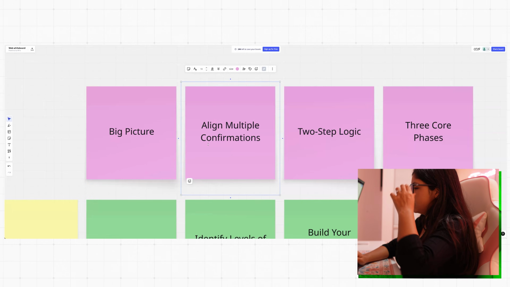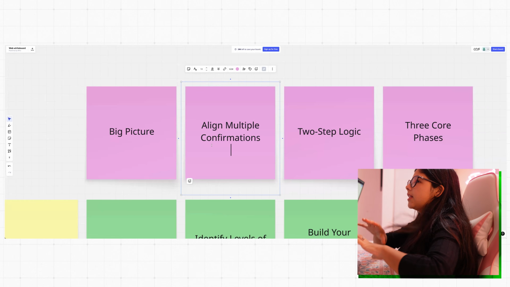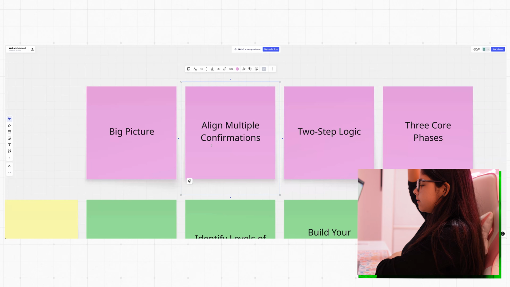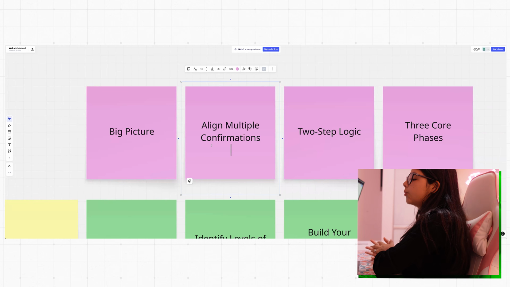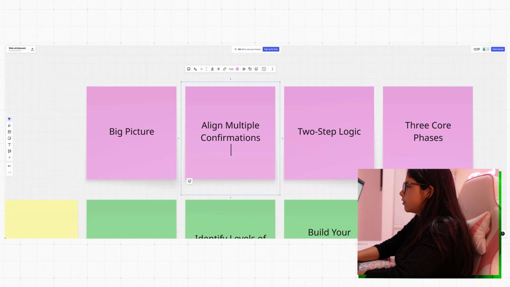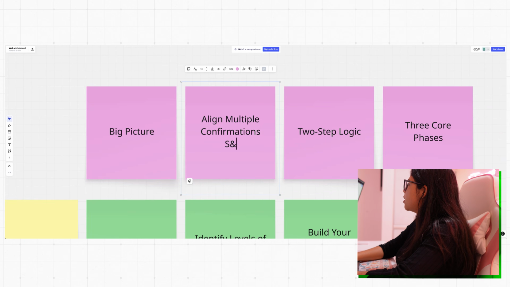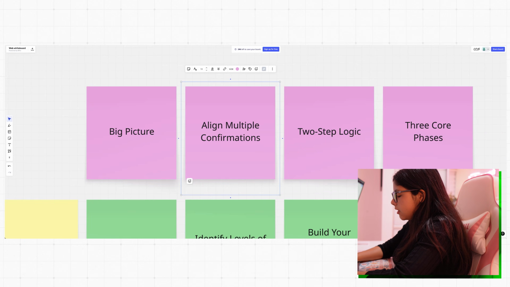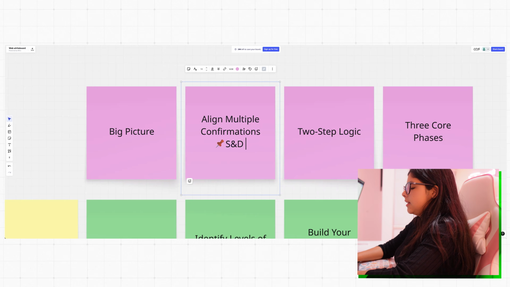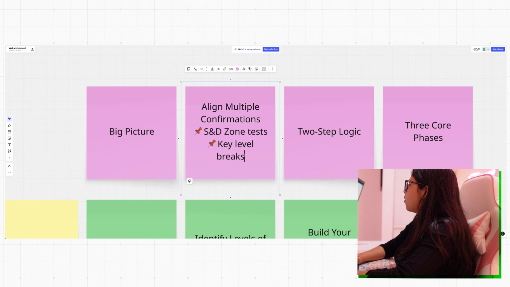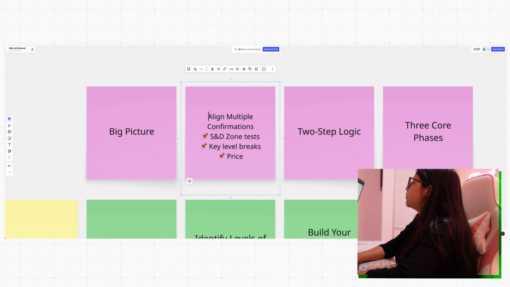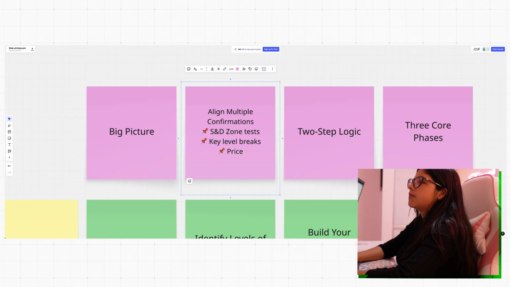So with that, this is the whole checklist. You don't need to have every single one checked off. You just need at least 3 to align in your direction. I'm going to write it right here so everyone knows what the checklist is. S&D zone tests, key level breaks. Key level could also include trend lines. These could be used on multiple different time frames too, so this is not for a specific time frame.